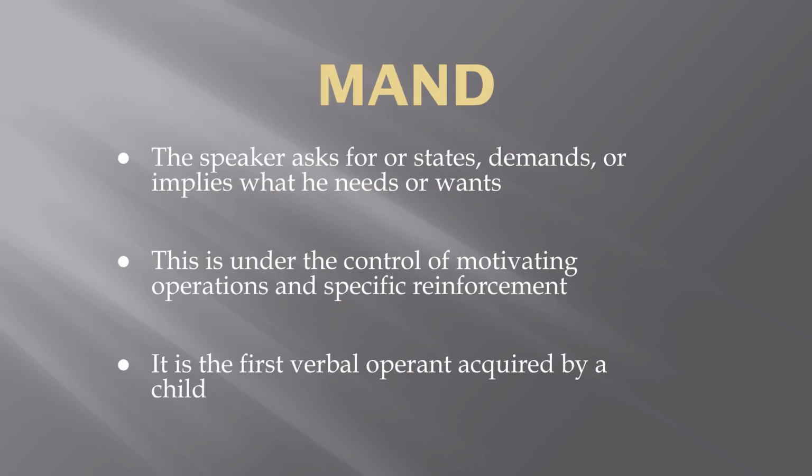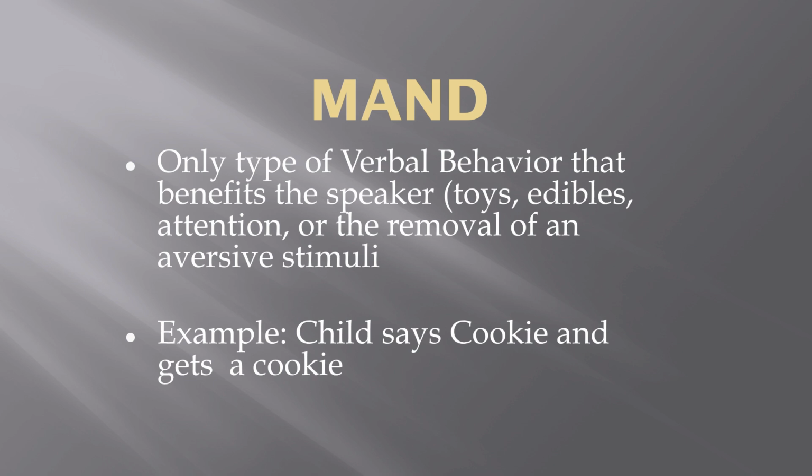A mand is when the speaker asks for, states, demands, or implies what they need or want. This is controlled by motivating operations and specific reinforcement, and it's typically the first verbal operant acquired by a child. The mand is the only type of verbal behavior that directly benefits the speaker by providing access to items like toys, edibles, attention, or the removal of an aversive stimulus. For example, a child says "cookie" and receives a cookie.